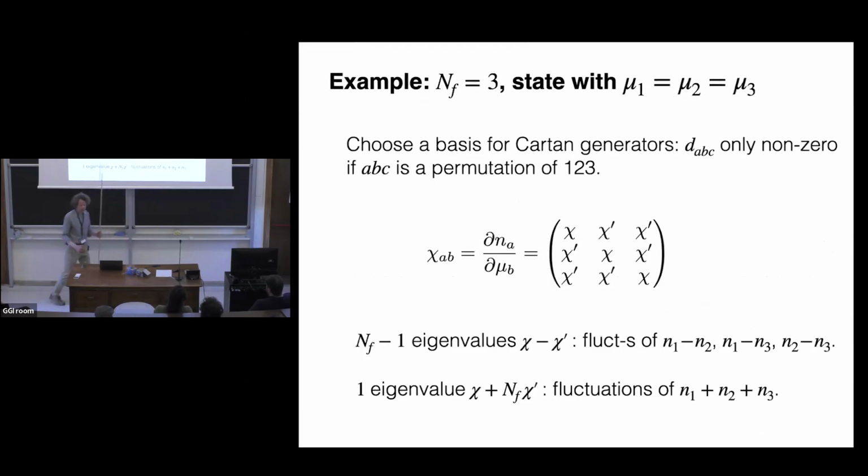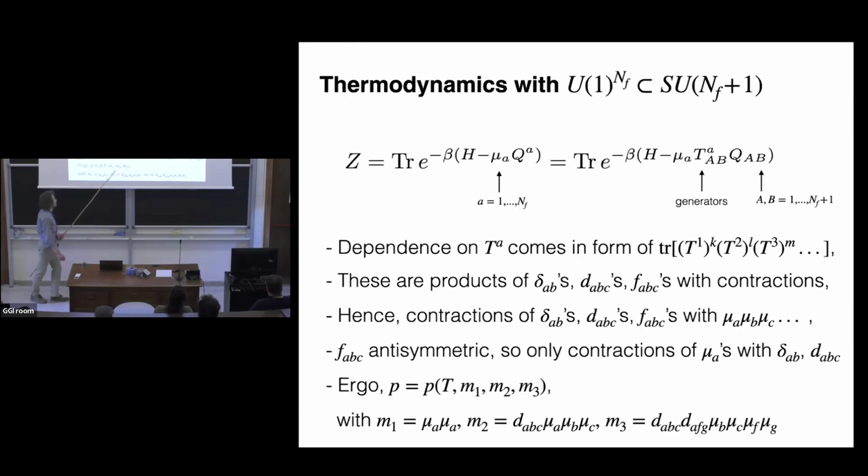So here is an example: 3 flavors. This would be something that's embedded into SU(4). You can choose a very convenient basis of Cartan generators where DABC is only non-zero if ABC is a permutation of 1, 2, 3. It's a choice of basis, but a very convenient choice. In this case, susceptibility is the second derivative of pressure with respect to the chemical potential, so you know the group structure here.